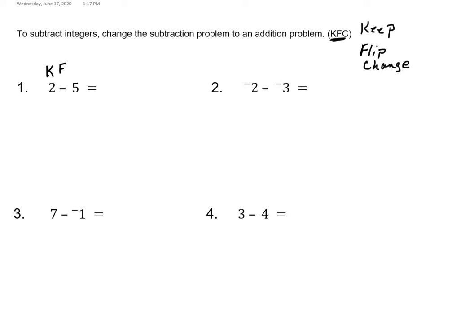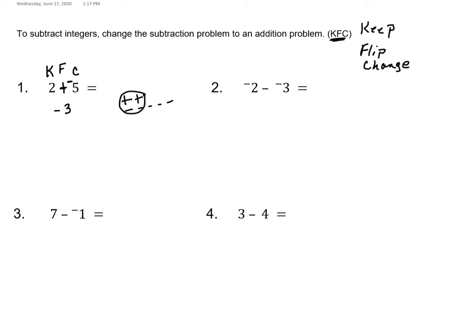We're going to flip from subtraction to addition, and the C means that we're going to change the sign of the last number. So I'm going to change from a positive 5 to a negative 5. Now I have an addition problem, so I can use my rules for addition like I did in the previous lesson. So if you need to, you can draw out your 2 positives and 5 negatives. Pair up the 2 positives with 2 of the negatives, and then you have 3 negatives left over, so your answer is -3.